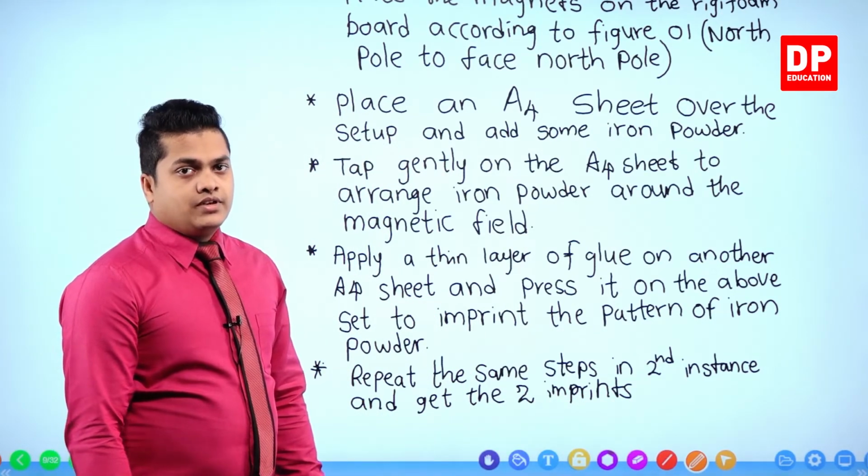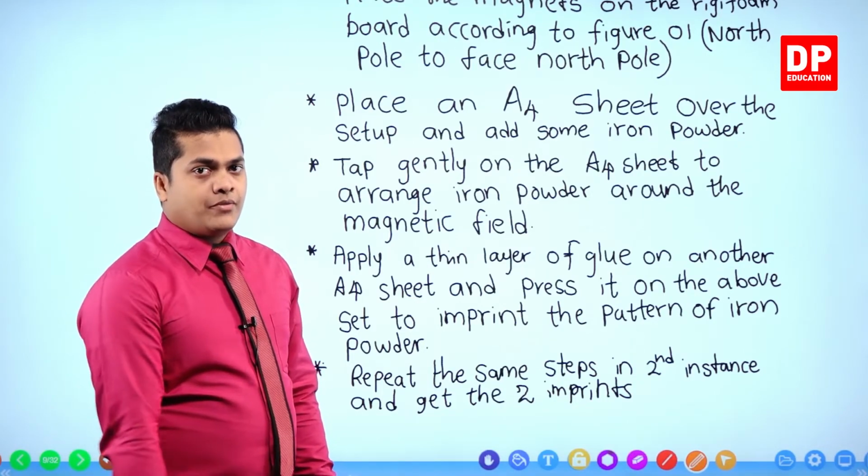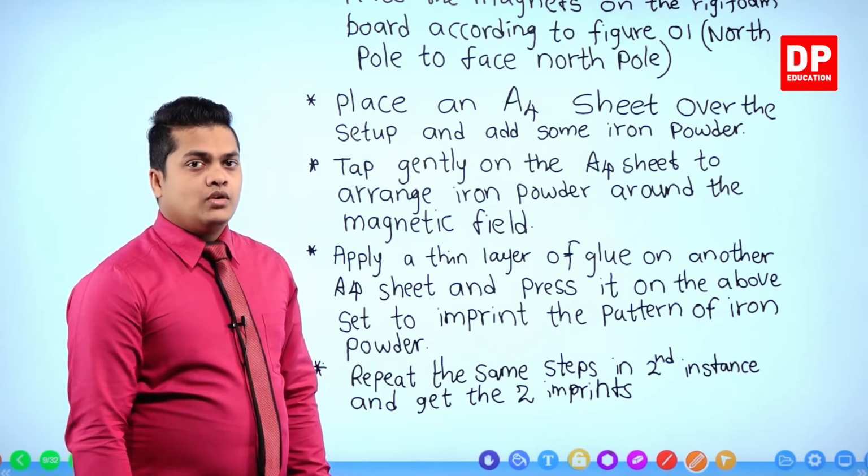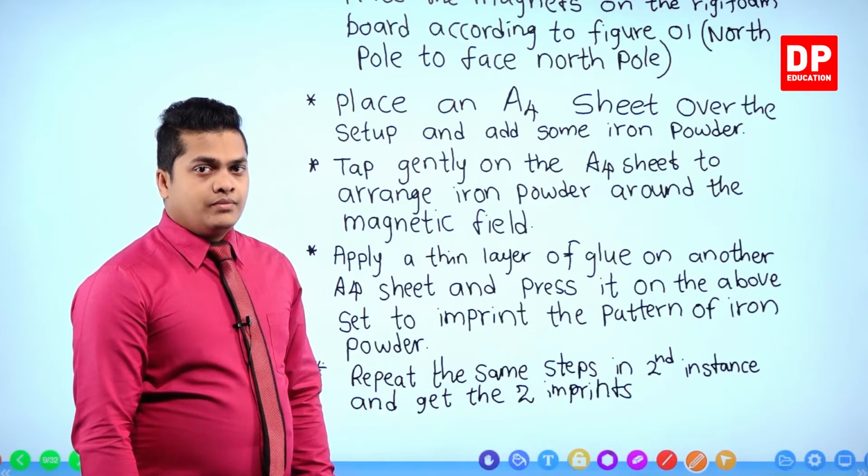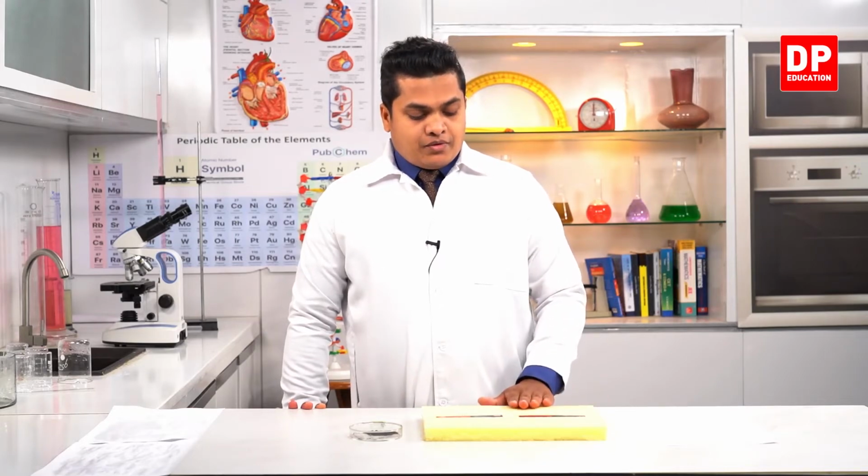So this is our experiment. We'll head on to the laboratory and see how this is going to be conducted. Right, my dear children. Now, in this activity, we'll be finding out how the magnetic field lines are arranged around two magnets when like poles are placed and when unlike poles are placed facing each other.